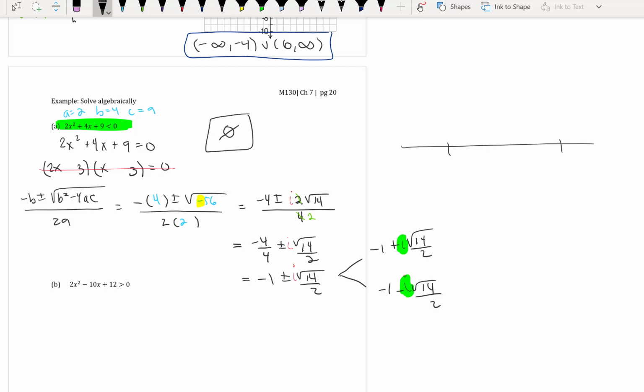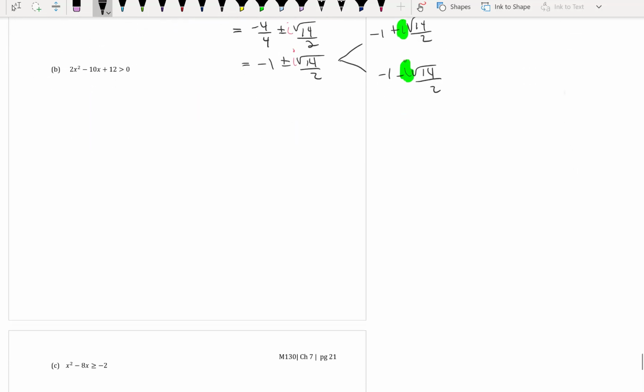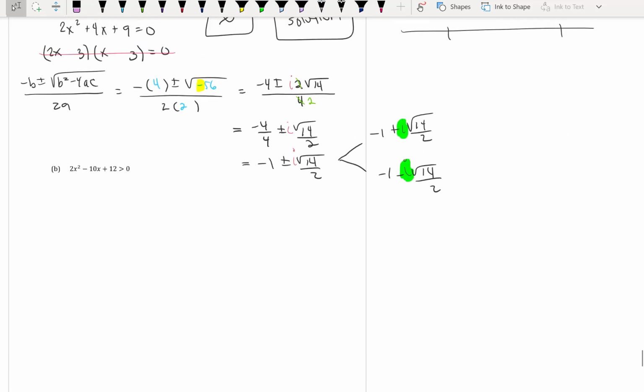You might be thinking, well, what the heck does that symbol mean? It means no solution. Okay. So let's try that again with part B. Let's see if it works a little bit nicer in part B.